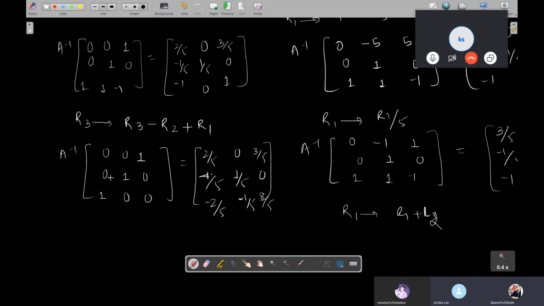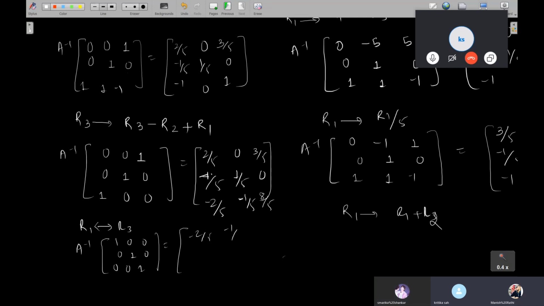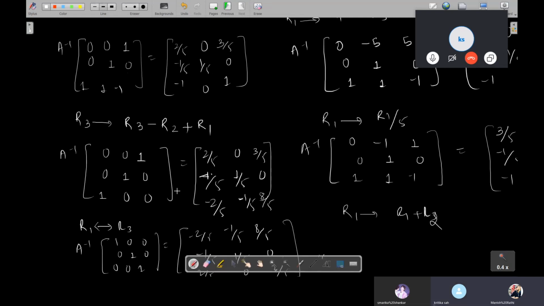But as you can see, now what I need to do is interchange R1 and R3. So if I interchange R1 and R3, we get 1, 0, 0, 0, 1, 0, 0, 0, 1, and similarly the values would be minus 2 by 5, minus 2 by 5, minus 1 by 5, 8 by 5, minus 1 by 5, 1 by 5, 0, 2 by 5, 0, and 3 by 5. Let us verify our answer, whether it is right or wrong.